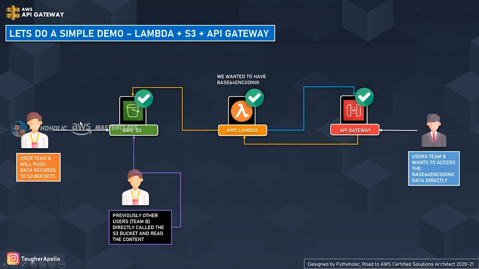So our users are able to upload the data to S3. User team B is able to access it from the API gateway, which is taking the data from AWS Lambda, which in turn is picking up the data from Amazon S3, converting it to base64, and then passing it on as a response to the users.